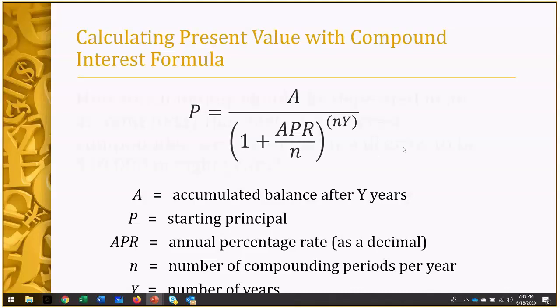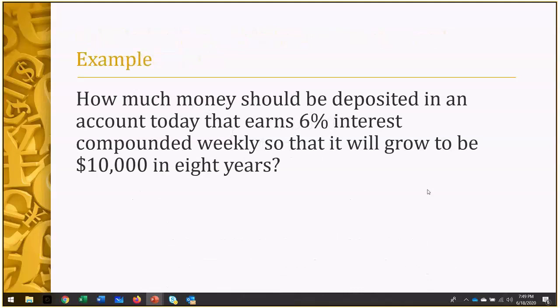So let's take a look at an example that uses this formula. How much money should be deposited in an account today? That's the word that's telling me everything. That's the one that's telling me I need the one that says P equals. And then I'm just jotting the formula down real quick. Then I'm going to substitute it in just like I've been doing and see what it comes out to be.